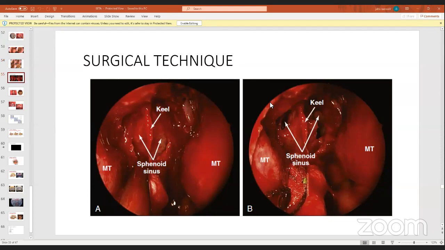Okay, so this is the real field view. You have sometimes a lot of bleeding. On picture A, as I show you here, they did a posterior septectomy that allows you to see both middle turbinates. Because they removed the posterior part of the nasal septum, you can see both middle turbinates. And in the midline, you see straightforward the rostrum and the keel. So this will show you the midline. Even if you go just above, you drill off, just keep a little piece of bone here, it shows you the midline. Okay, next.